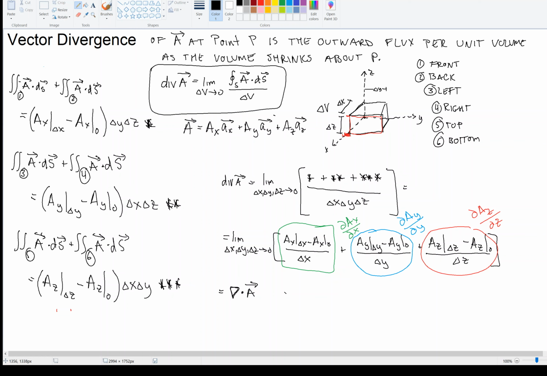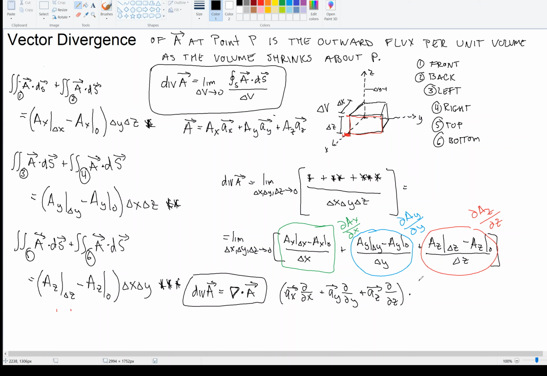Okay, that's the claim, that this divergence is del dot A. So why is that? Well, remember the del operator in Cartesian coordinates is ax times this partial derivative operator, it's hungry, right? It's ax times the partial derivative operator in x plus ay times the partial derivative operator in y plus az times the partial derivative operator in z.